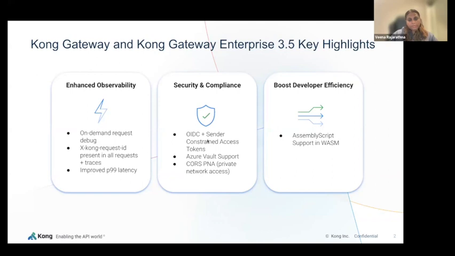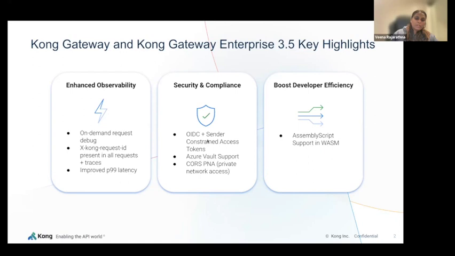Another feature is the Azure Vault support. In the previous releases of Kong Gateway, we released support for secrets management using AWS Secrets Manager, HashiCorp Vault, GCP, etc. And now in 3.5, we have support for Azure as well. So this checks off all the major players in the secrets management space, and Kong integrates with all of them, right? So this is the first API management solution to do that.